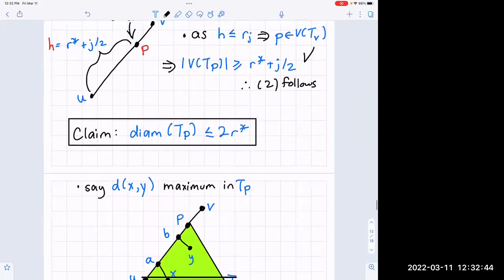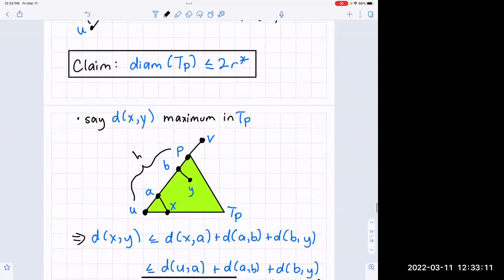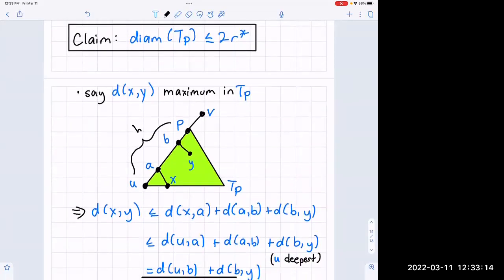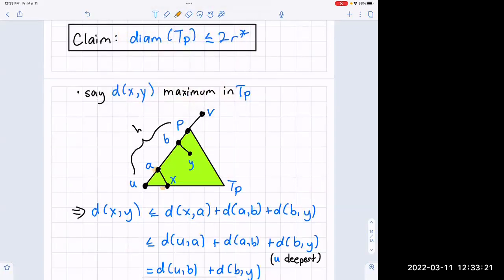So how are we going to prove this? Maybe this picture will help. You're thinking of that path from U to V. You have this P, which is distance H away. And you're just going to choose X and Y in that subtree TP which have maximum distance. If we get a bound of 2R star on this, we're done, because that's going to show the diameter is upper bounded by that term. So invoke the triangle inequality. Not much else you can do. You go from X to A and then down to Y.